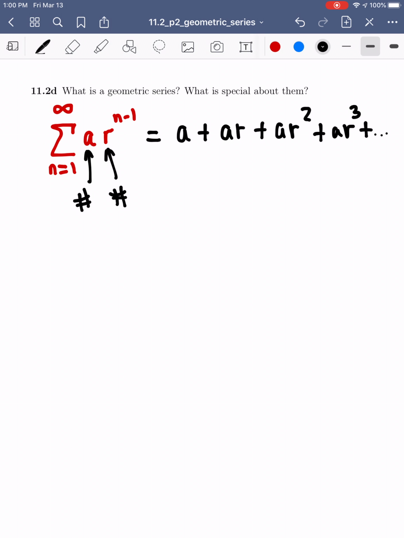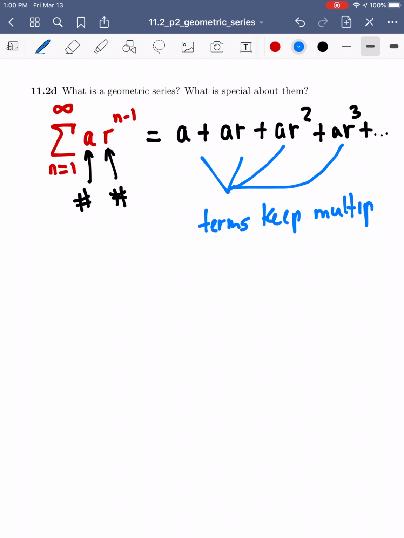And now this series has a special particular property. Every single term in this series consecutively gets multiplied by this common factor of r. So the terms, as we go out in the series, keep getting multiplied by r. That is the only thing that's changing from term 1 to term 2 to term 3 to term 4 and so on.